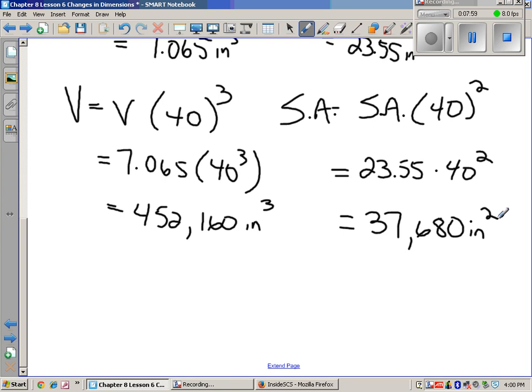Find changes in dimensions for volume and surface area. Any questions, you may review the video, write down any notes, bring them to class, and this ends our Chapter 8, Lesson 6.